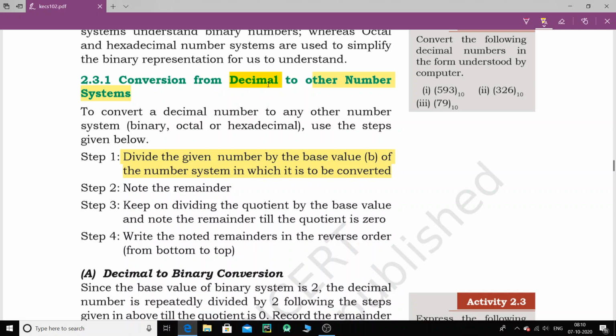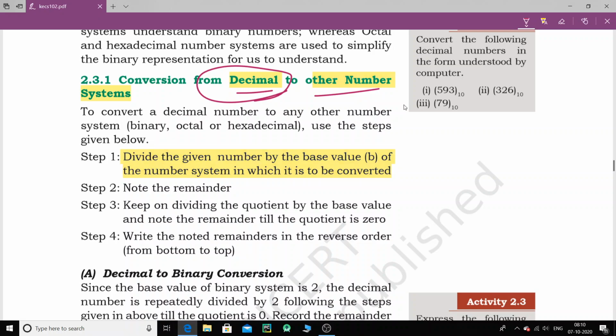And if I want to convert a decimal number into, say, octal, then I have to divide this decimal number by 8, because there are 8 symbols. And if I want to convert the same decimal number into the hexadecimal number system, then I have to divide that number by 16. So any decimal number, if it has to be converted into any other number system, will be divided by the base value of the other number system.